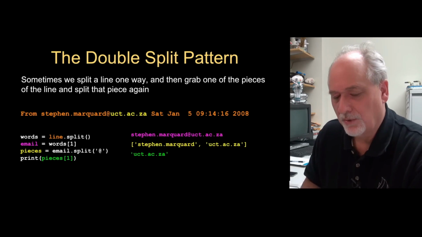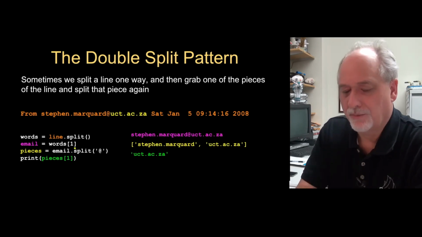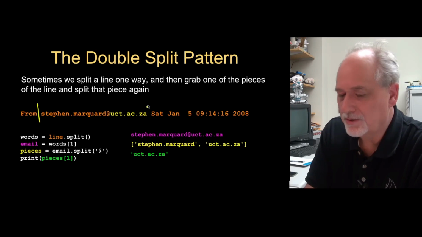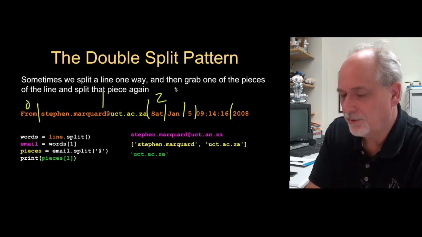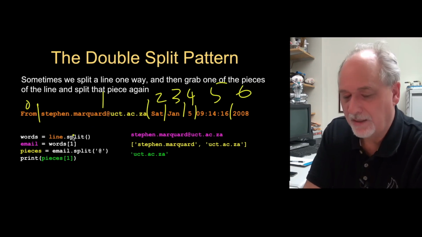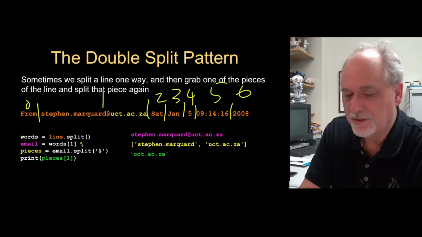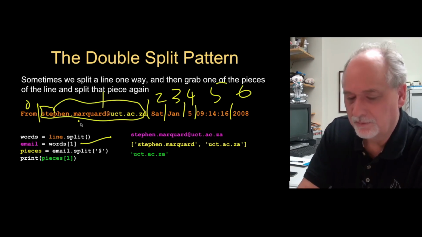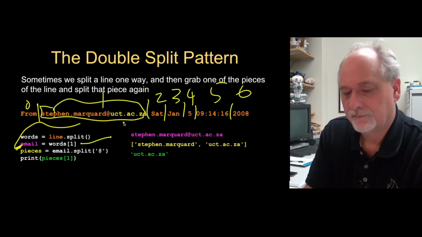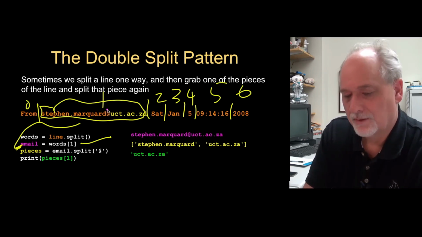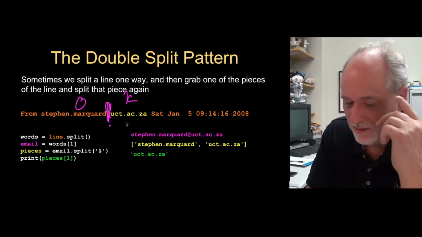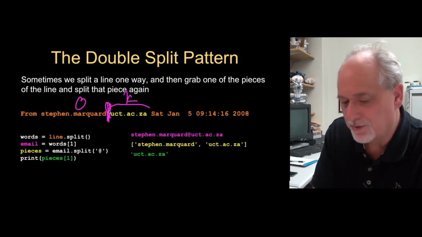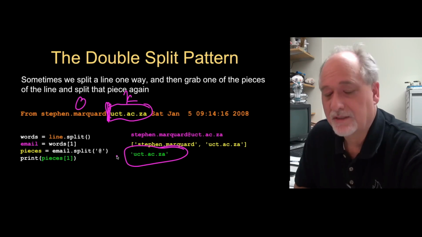The next way we did this was the double split pattern, right? We said, okay, let's take this line and break it into words based on spaces. That's what words is. So that's 0, 1, 2, 3, 4, 5, 6. And then we know that the email address on lines that start with from, space, is the second one. So we pull out email address, which pulls this bit out into email. And then we split that again based on the @ sign. So it splits right there, and then this becomes the 0 and 1 in pieces. And then pieces sub 1 is that host. And if we print that out, we get the host. So that's the double split pattern.